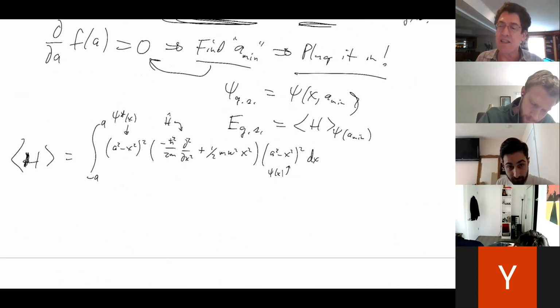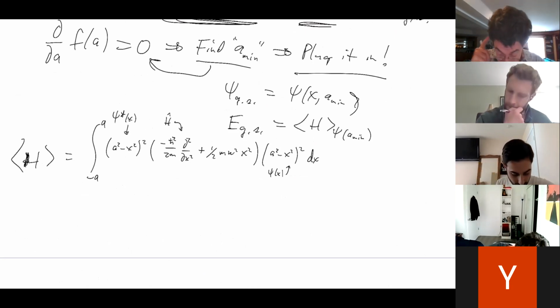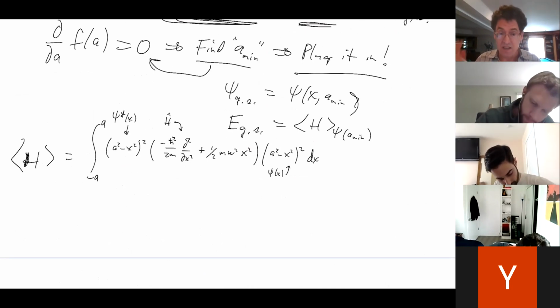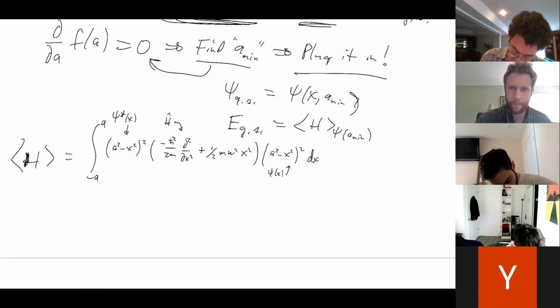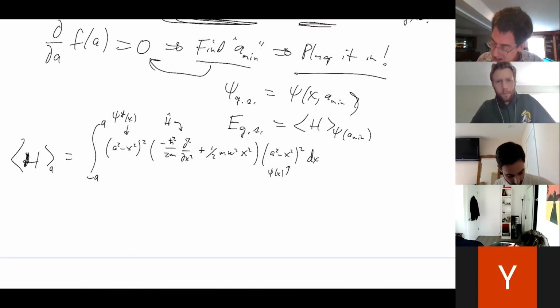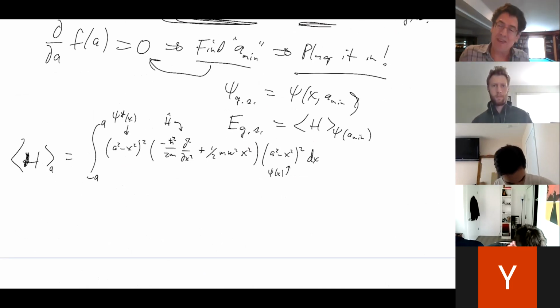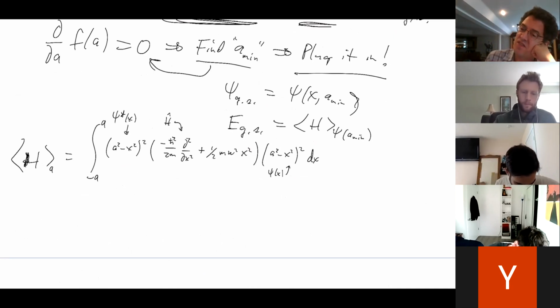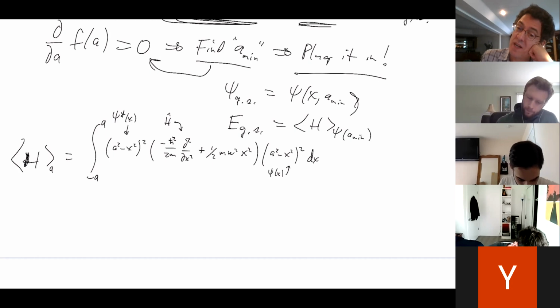And so now I've got to calculate this and then minimize it, right? That's the trick, because it's now a function of a. But actually, I'm missing something, and this is just a little nuance of the variational principle. What am I missing? Go back to the derivation of this whole scheme.